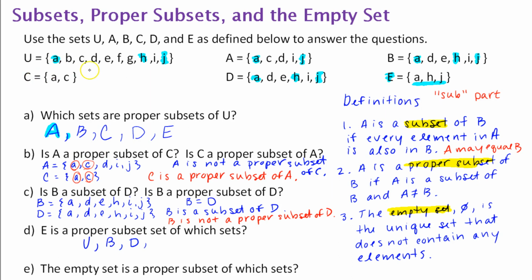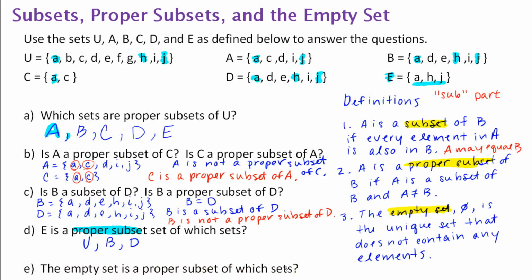And now we'll look at the set C. Does it have the elements in E? Well, it has fewer elements, so you could stop there if you want, but I'm going to look at all of them. The element A is in C, but the elements H and J are not in C. So E is not a subset of C. And finally, we know that every set is a subset of itself, but we were asked for proper subsets. E is not a proper subset of itself, so our final answer is just the three sets U, B, and D.